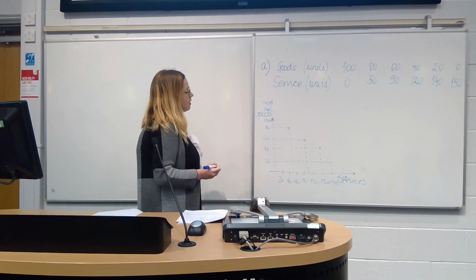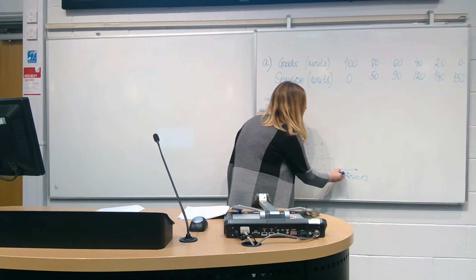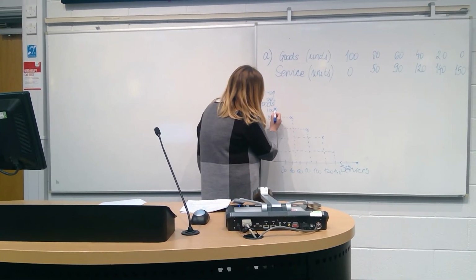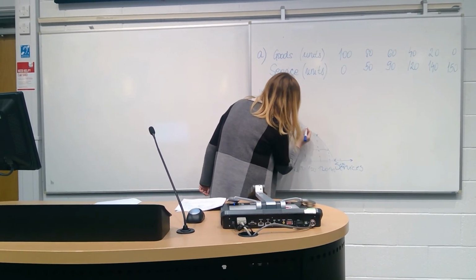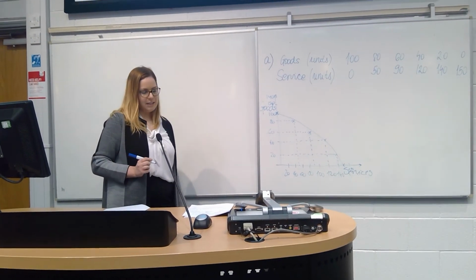And then finally, the economy is producing 0 goods, it can produce 150 units of services. So it's the point here. When we connect these dots, then you get the production possibility curve from here. Yeah, so the curve should look approximately like this.